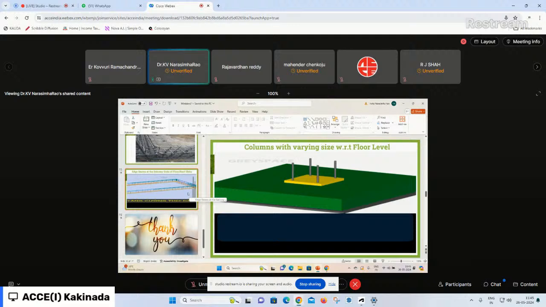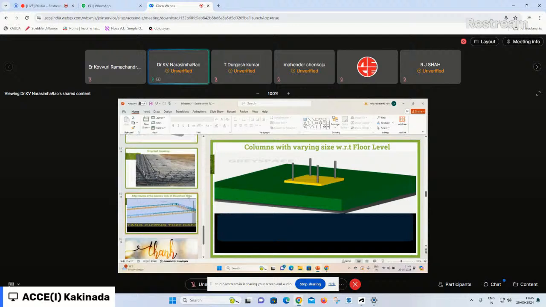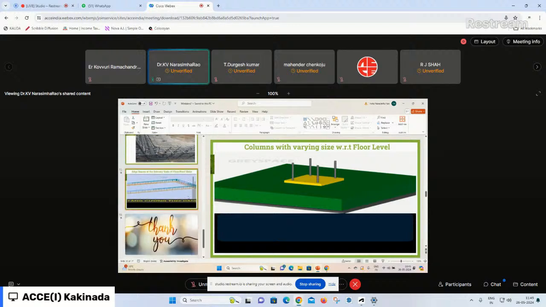that is the edge spandrel beams and the cantilever beams. What are the general mistakes we generally come across, and also what are the standard detailing practices? All this will be discussed in the part 3 session of this webinar. Up to this part we are covering in this part 2.